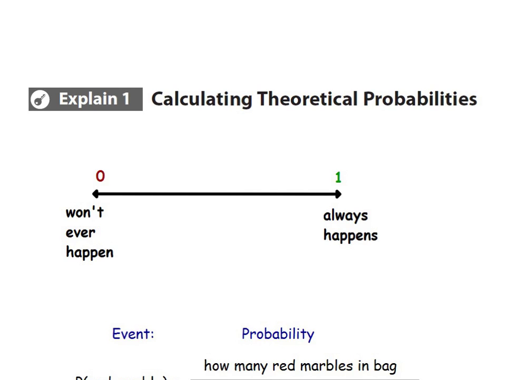Okay, so now let's look at calculating theoretical probabilities. Probability measures how likely an event is to occur. An event that is impossible has a probability of 0, while an event that is certain, meaning it's definitely going to happen, has a probability of 1. All other events have a probability between 0 and 1. We usually write this as a fraction.